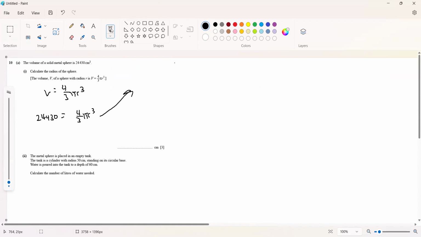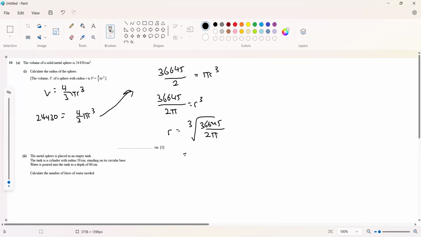So we're going to multiply by 3 and divide by 4. So 24430 times 3 divided by 4 would be 18322.5, which equals pi r cubed. Divide both sides by pi. So the pi ends up at the bottom here. And then cube root your calculation. So that would simply be 18. Quite accurate actually. This is almost precisely 18 because 18.000.